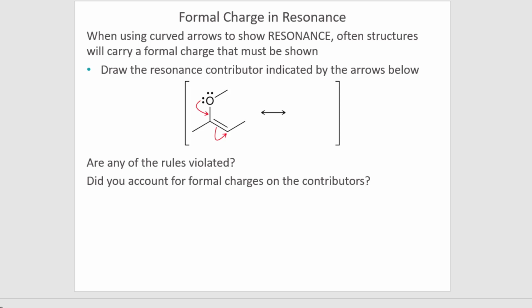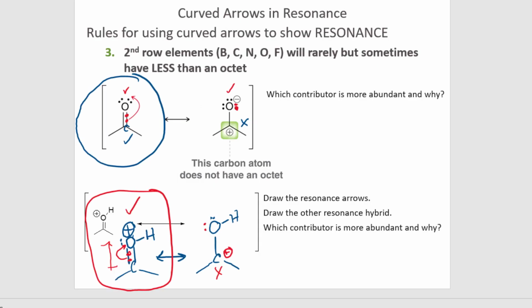So when you're using curved arrows to show resonance, you often have to make sure that charges are implicit when necessary. Okay, so don't forget about the charges. What's interesting here is that charge, you can think about that old rule in Gen Chem, you can't create or destroy matter. Well, think about it with respect to electrons and charge.